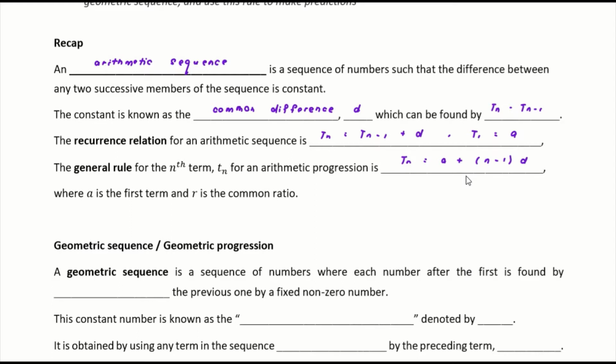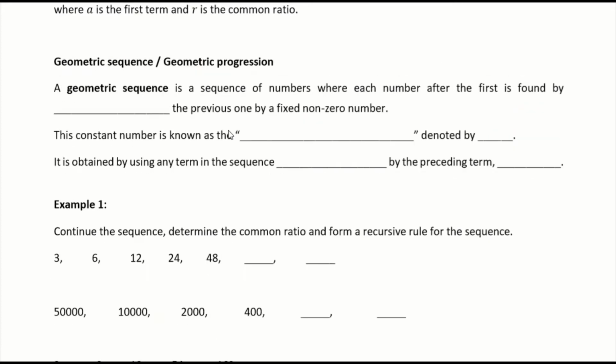Okay, so for this lesson, let's start with the geometric sequence and its definition. A geometric sequence is a sequence of numbers where each number after the first one is found by multiplying the previous one by a fixed non-zero number. Multiplying. This constant number that we use to multiply is known as the common ratio.